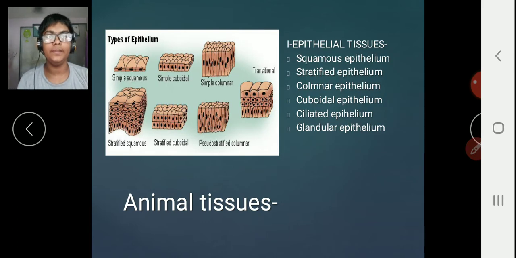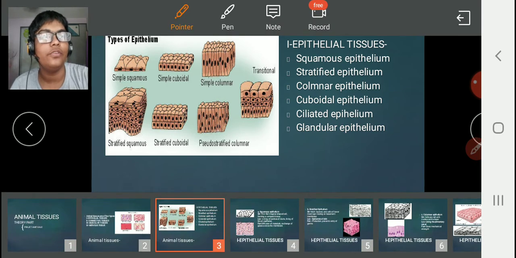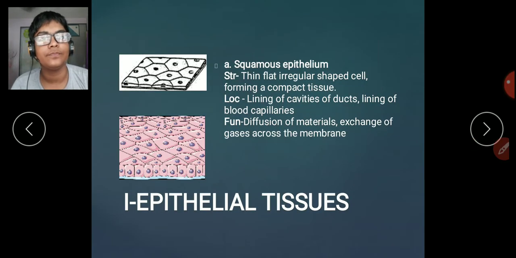First is the epithelial tissue. Epithelial tissue again has some modifications. First is squamous epithelium, then stratified epithelium, columnar epithelium, cuboidal epithelium, ciliated epithelium, and glandular epithelium. So let's learn each one of them also in detail. First is the squamous epithelium.